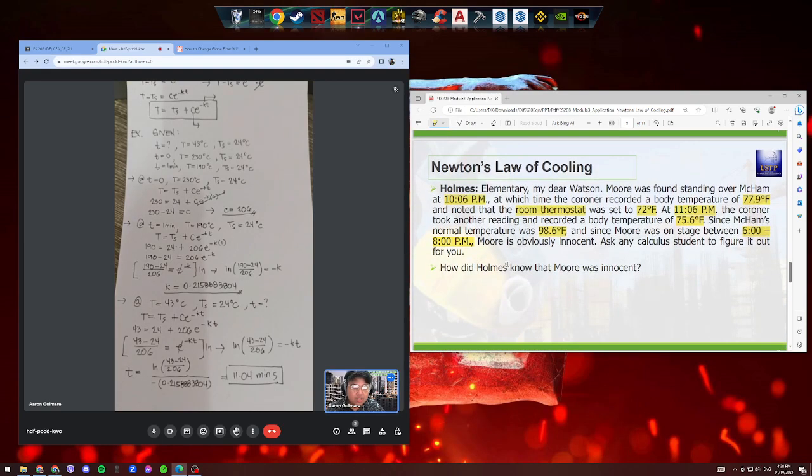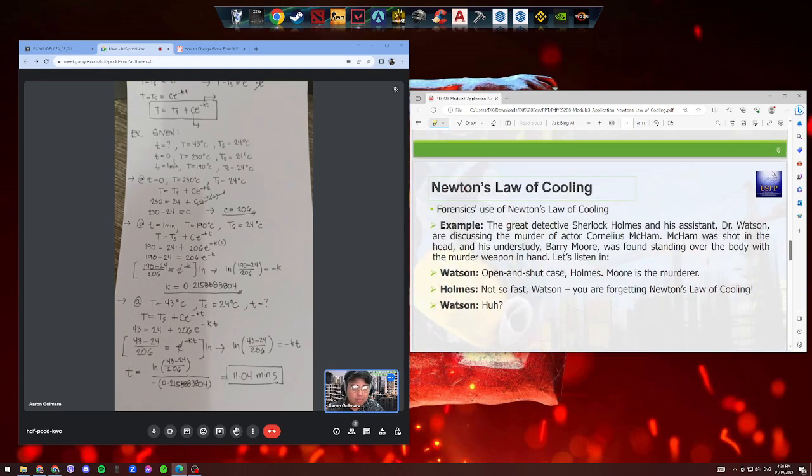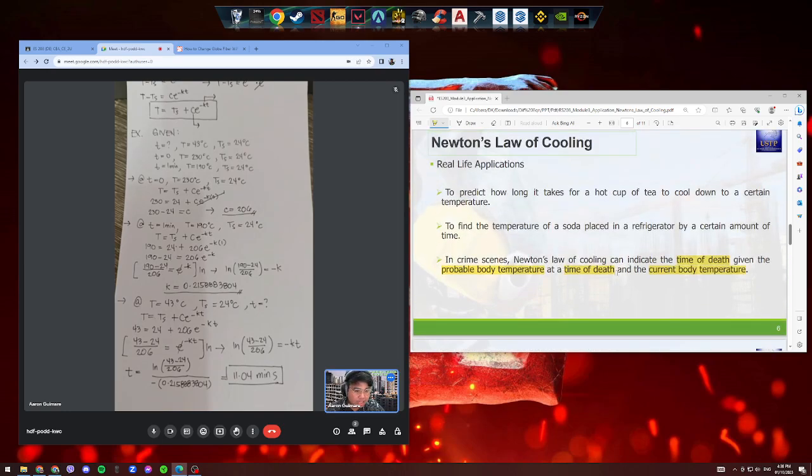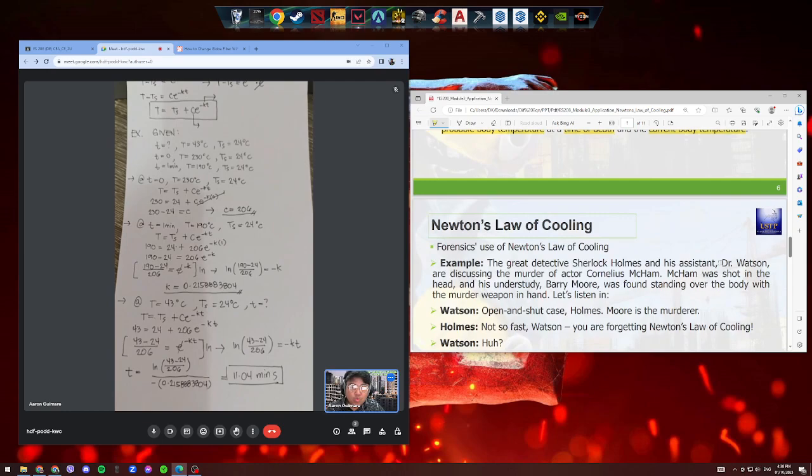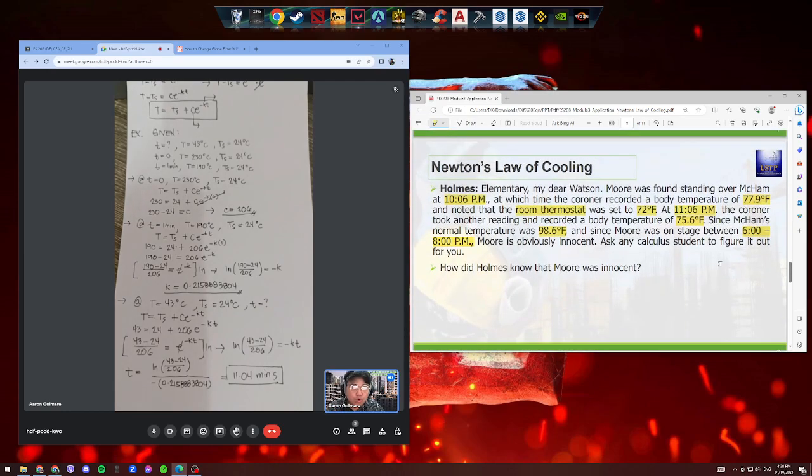So what is our goal in this problem? Going back to real life application: in crime scenes, Newton's law of cooling can indicate the time of death. So what we're going to do here is to know the time of death, when Mackham died. So how do we do that?